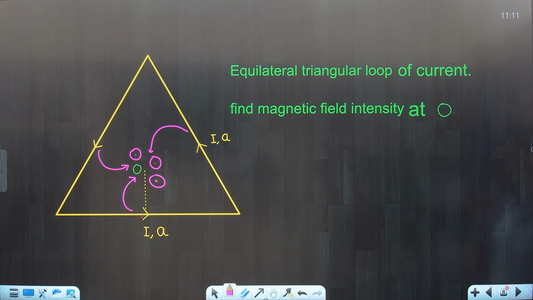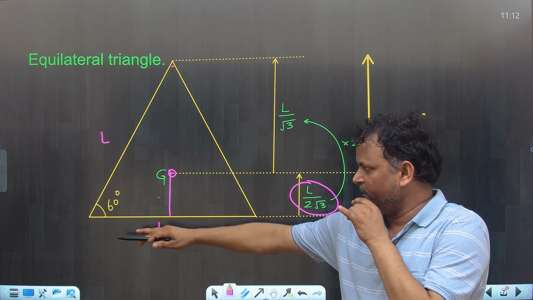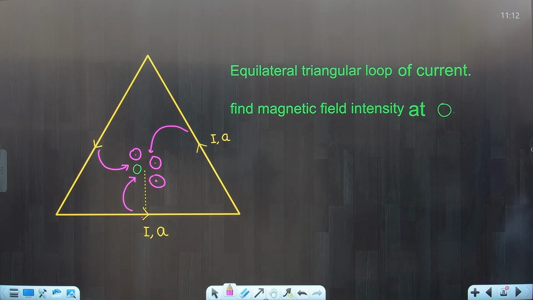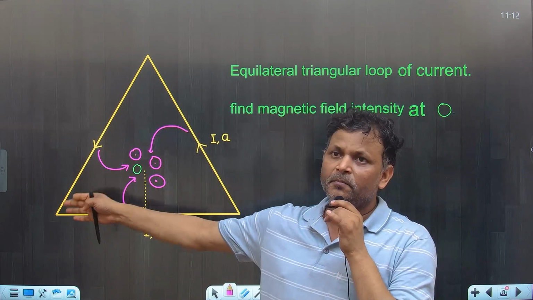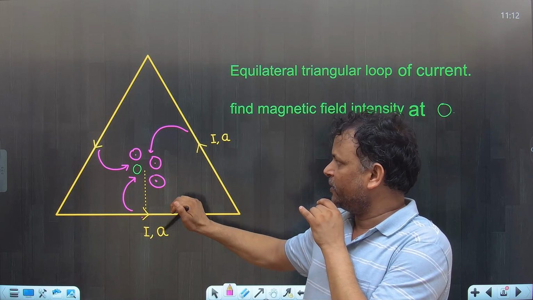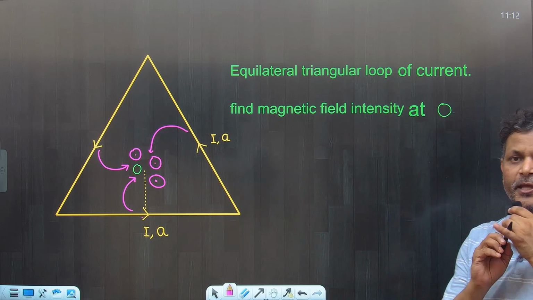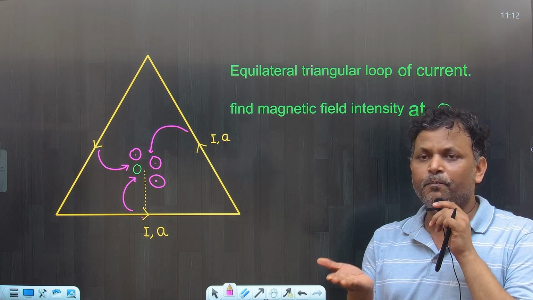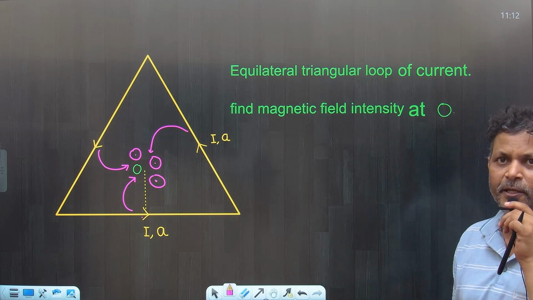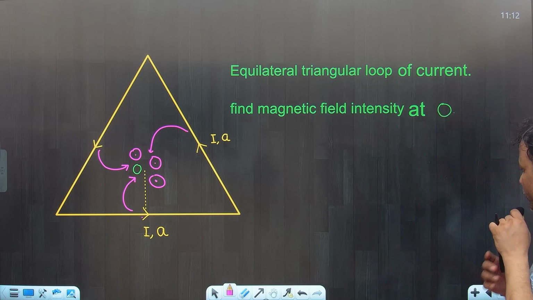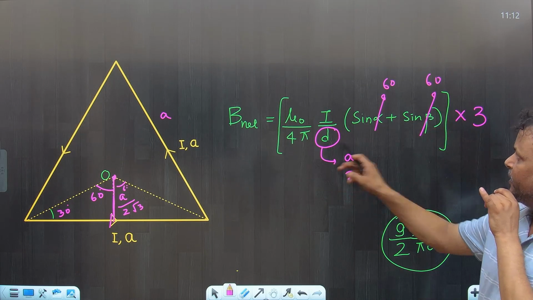So first of all, it is very important to learn that the distance of the geometrical center from the base is L by 2 root 3, and then you should know the direction of magnetic field. Due to all these wires, the direction of magnetic field at point O is outwards. That is the idea: you keep your fingers along the sense of current, your palm towards the point at which you have to find the magnetic field, and your extended thumb will give the direction of magnetic field. So all fields will add up, and that is the formula for one wire, and then you multiply by 3.